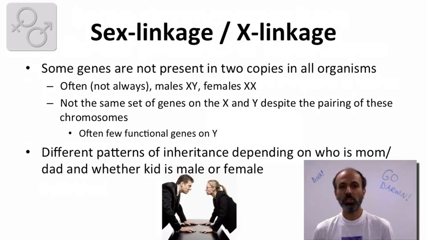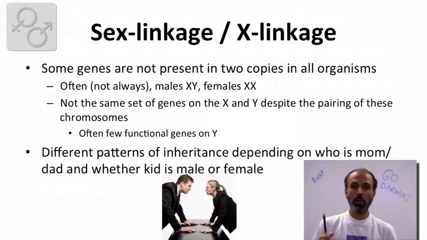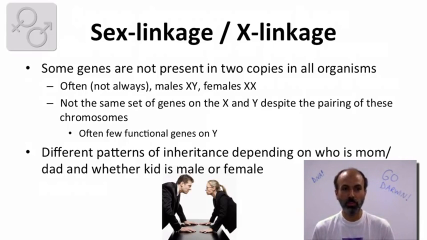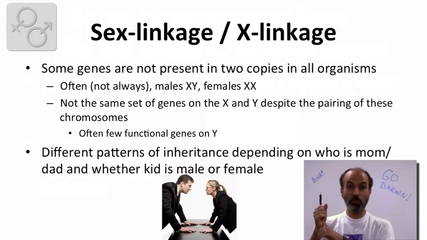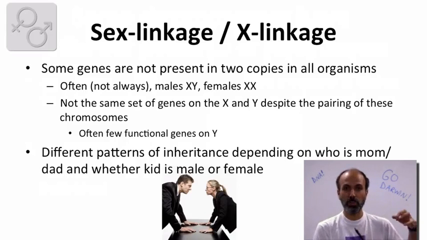We now know that there are some genes that are actually not present in two copies in all organisms. Quite often you'll find that in humans, males may have one copy of a gene and females may actually have two copies. And these are genes that are on what's referred to as the X chromosome. So often across species, males are XY. So they have one copy of the X chromosome. And instead of having a second copy, they have this other chromosome called Y. Whereas females have two copies, so females are called XX. You've probably heard this before.